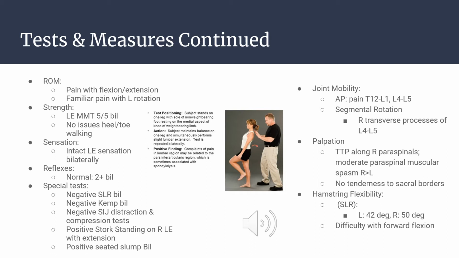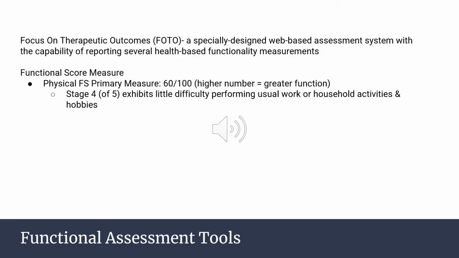And when we look at hamstring flexibility, he was pretty limited here with a straight leg raise measurement. On the left, he was at 42 degrees, and on the right, he was only at 50 degrees as well. And he did have some difficulty with forward flexion as well due to this immobility.